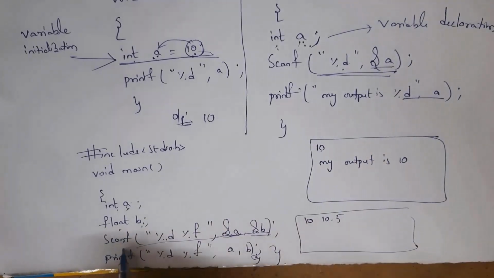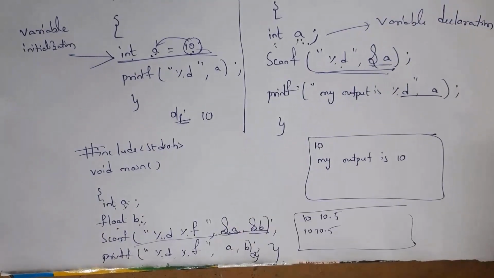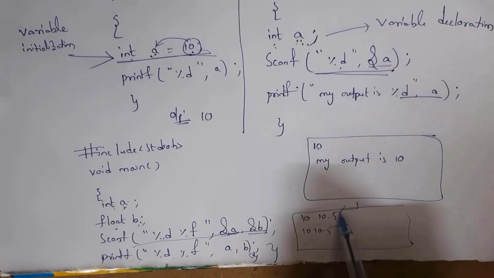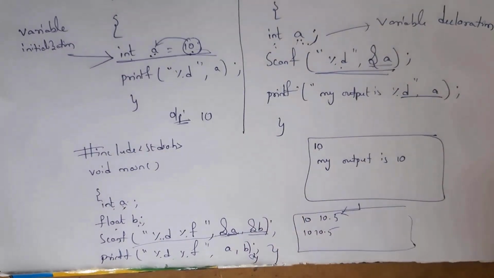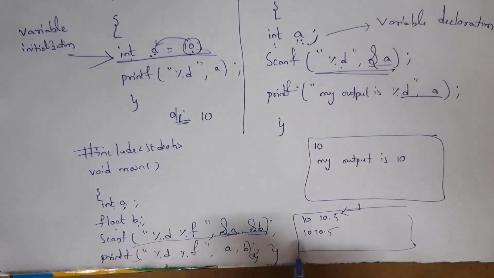And by using printf, I will get output. So I will get output as 10, 10.5. By using scanf, I can enter values after executing a program, and printf function is used to display output. So I will get output as 10 and 10.5.